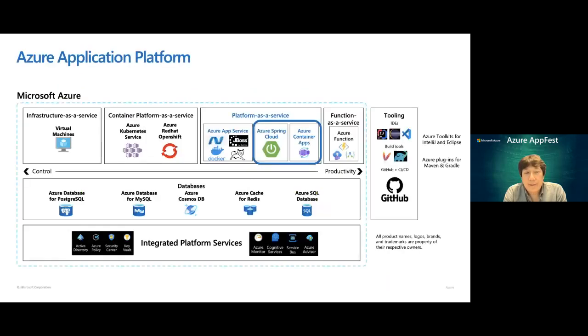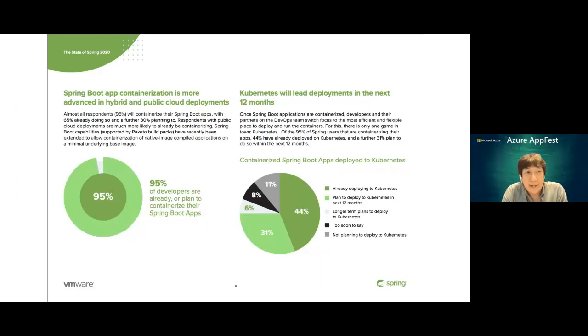So I'll speak first about Azure Spring Cloud. This is a survey from the VMware Tanzu team. They asked Spring developers where they run their application in production. The answer is that 44% of respondents are saying that they are running Spring Boot on Kubernetes already. So they are developing and operating their Spring applications on Kubernetes already, and 31% plan to deploy on Kubernetes.